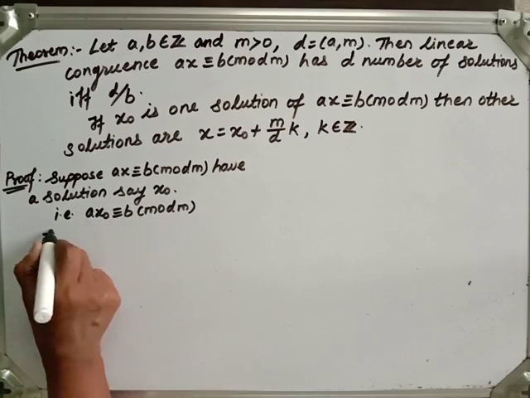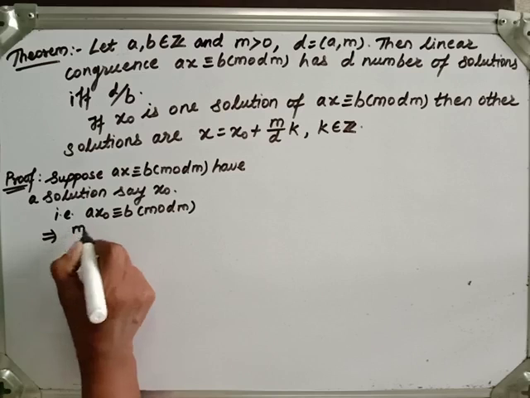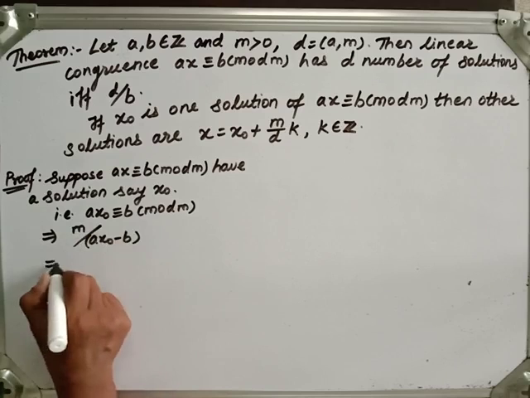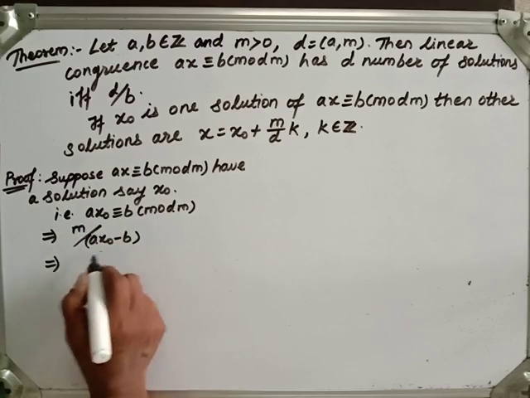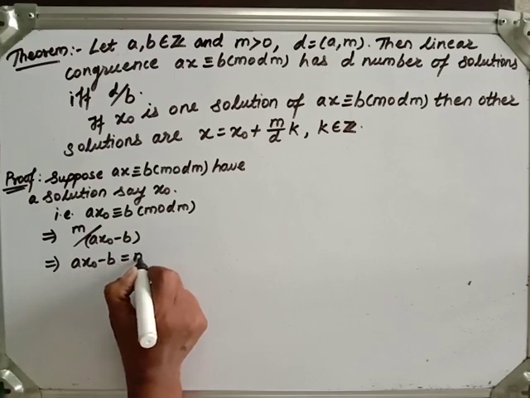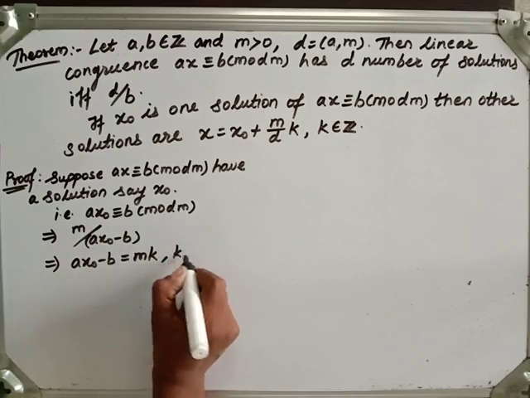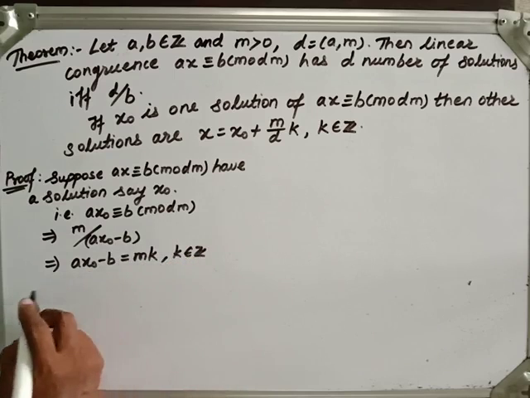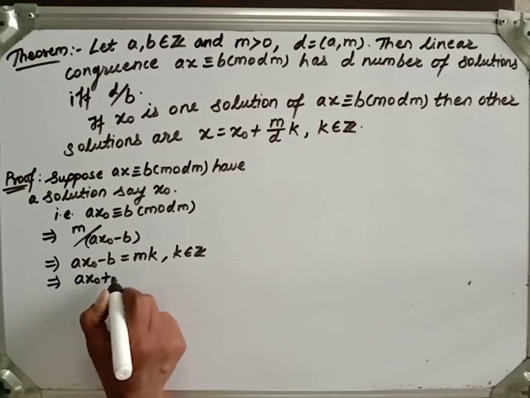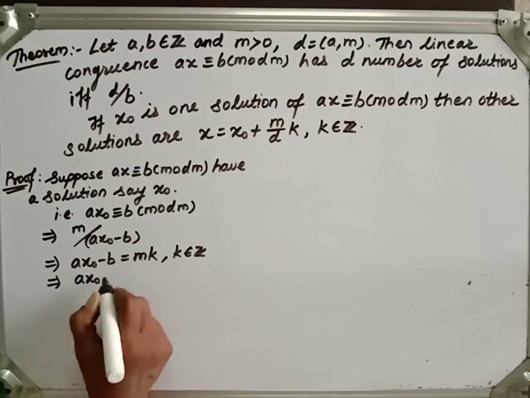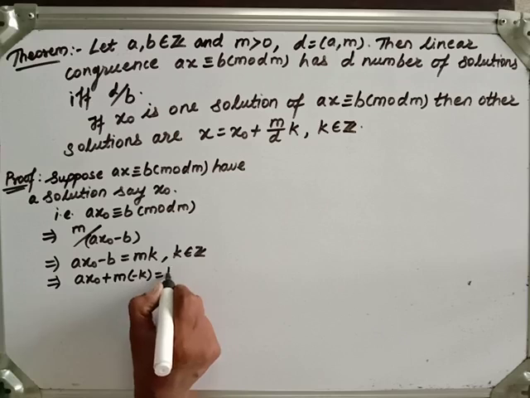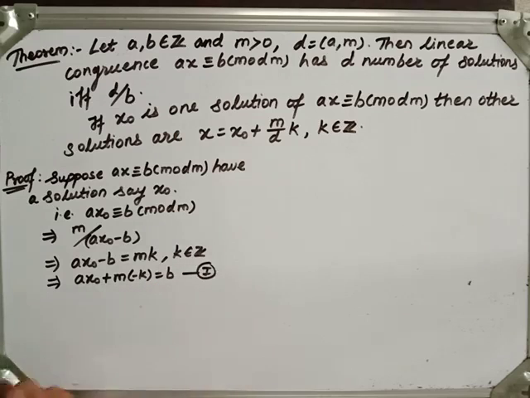Okay. So by definition of congruences, we get here M divides Ax naught minus B. Then again applying the definition of divisibility, we get Ax naught minus B equal to M times some integer K, where K is any integer. So this is Ax naught plus, now let me take this MK to this side, so plus M into minus K is equal to B. Call it equation number 1.